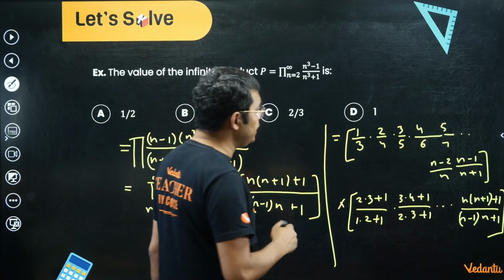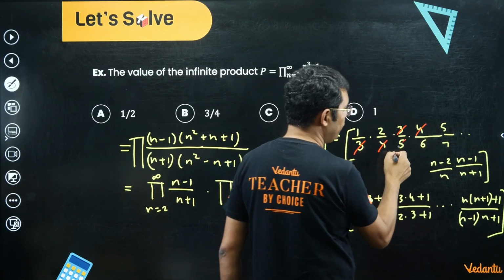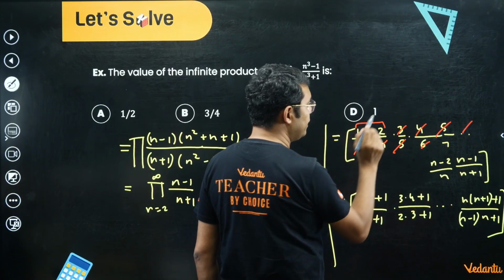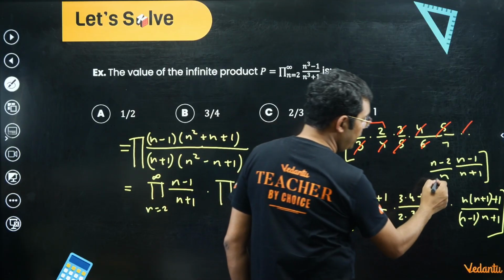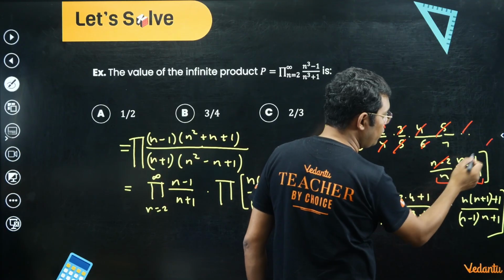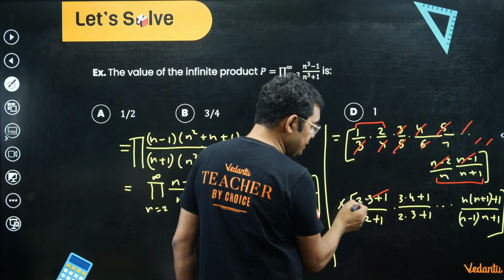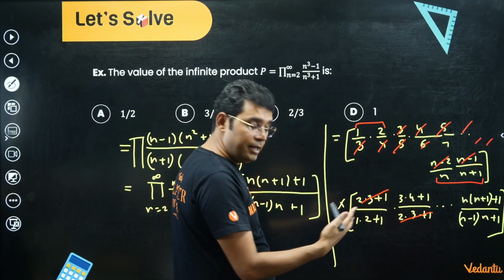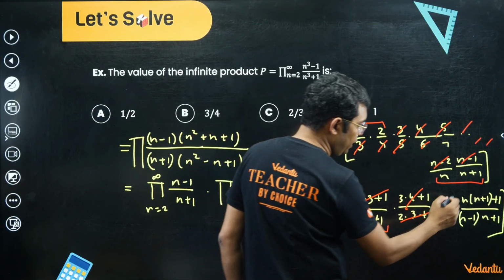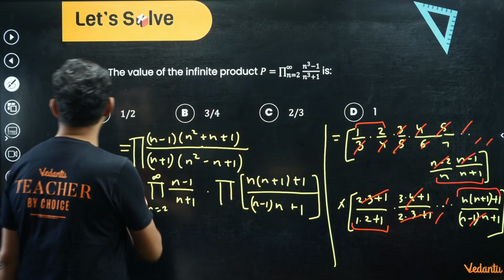There is a reason. You can see here 3 is cancelling this 3, 4 is cancelling this 4, 5 is cancelling this 5, and so on. So you can see these two terms will remain intact. This will cancel with some term before, this will also cancel with some term before. Here you can see cancellation is happening immediately in the next term. This will cancel it here, this will remain. So here this will remain, this will cancel one term before it. So what are we left with?